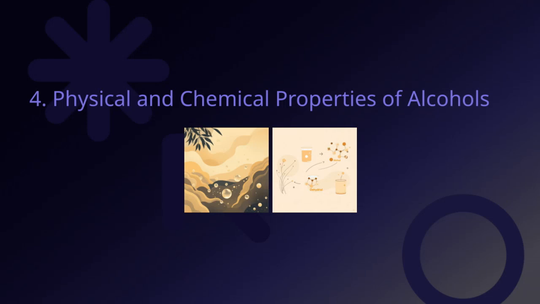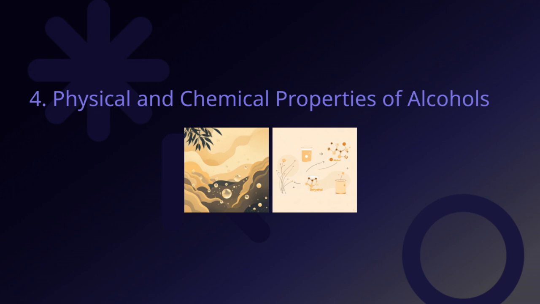Now, let's take a closer look at the physical and chemical properties of alcohols. These properties are fundamental because they influence how alcohols behave in different chemical reactions and applications. Starting with physical properties, alcohols typically have higher boiling points compared to hydrocarbons of similar molecular weight. This is mainly due to the presence of the hydroxyl group, which allows alcohol molecules to form hydrogen bonds with each other. As a result, alcohols tend to be more soluble in water, especially those with shorter carbon chains, because the hydroxyl group can form hydrogen bonds with water molecules.